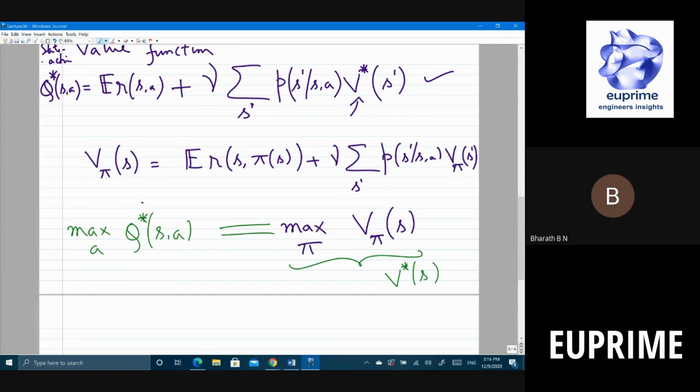If there are 3 actions possible and there are 10 states, for the policy problem there are 10 power 3, right? So 1000 possible functions. You have to optimize over that. Whereas here you have only 3 actions, so you have to optimize over 3. It's a relatively easy problem. But of course, hidden in Q star there is V star. The question is, how do you find V star?